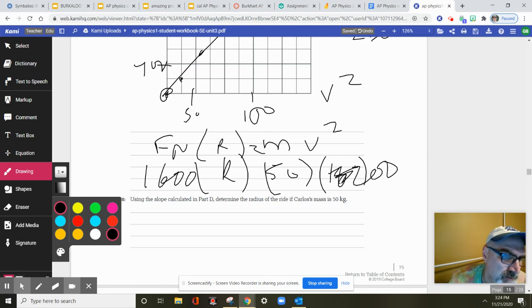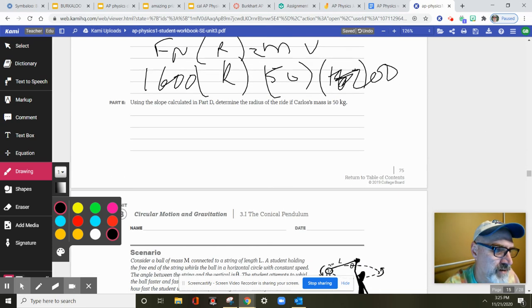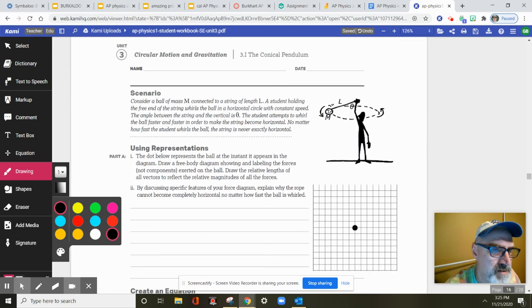What did I get? I don't know. 50 times 200 divided by 1600 equals 6.25. Hey! Pretty good. All right. I amazed myself. All right, that's it. That was the week. Finally, we're done.